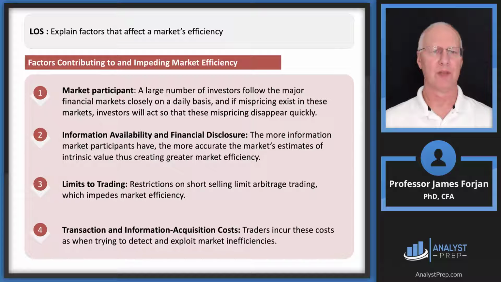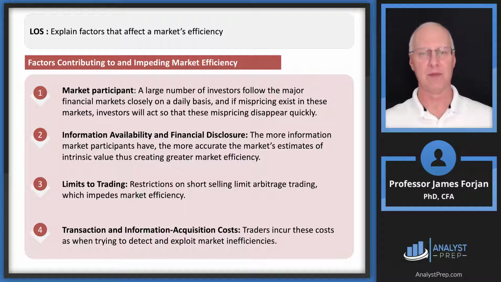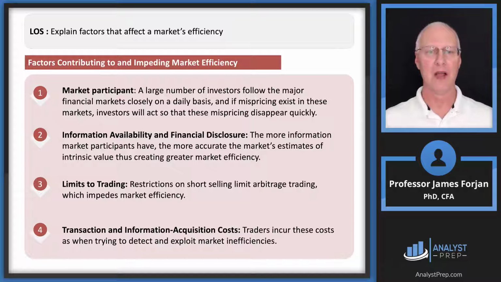How about this LOS? Explain factors that impact or affect a market's efficiency. All right, so market participants and information availability. Let's start with number 2 here. Boy, we just spent, how many readings? Was it 8 or 10 or 12 readings on financial statement analysis where we were poring over the balance sheet and income statement and the statement of cash flow. And so what we're doing is we're trying to find stuff that we like, find stuff that we don't like.